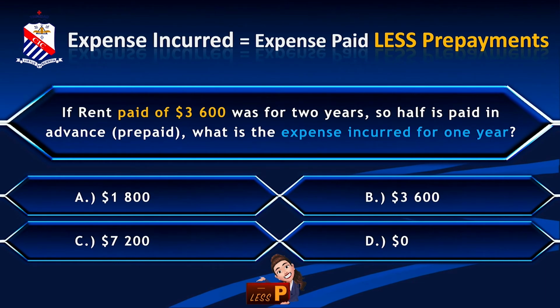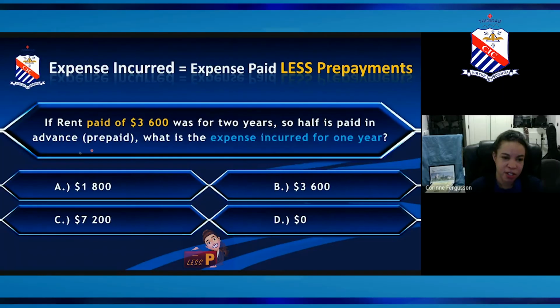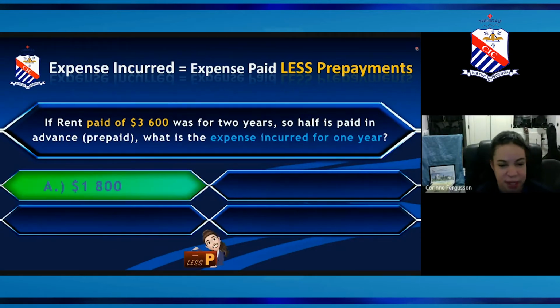All right. So the rent paid of 3,600 was for 2 years. So half of this is a prepayment, which is the amount that will go into the income statement. I want somebody to answer this one for me. 1,800. Yeah, there you go. Excellent. And I will see from the video who that very confident person was.